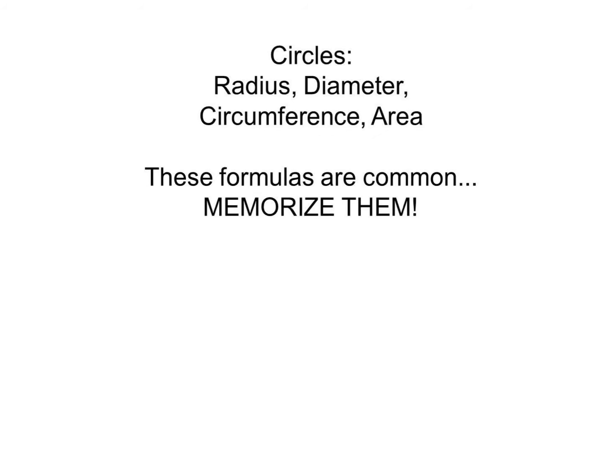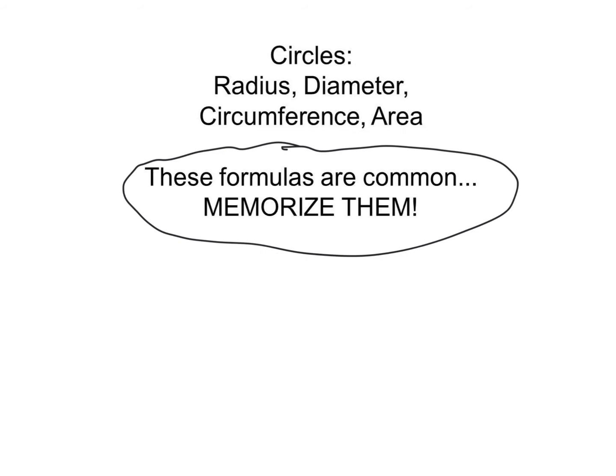We are skipping chapter 7 for now, and we're moving on to chapter 8. And the first thing we're going to do is not in your book. So, just so you know, today we are going to talk all about circles: their radius, their diameter, their circumference, their area. Formulas for circumference and area are popular.